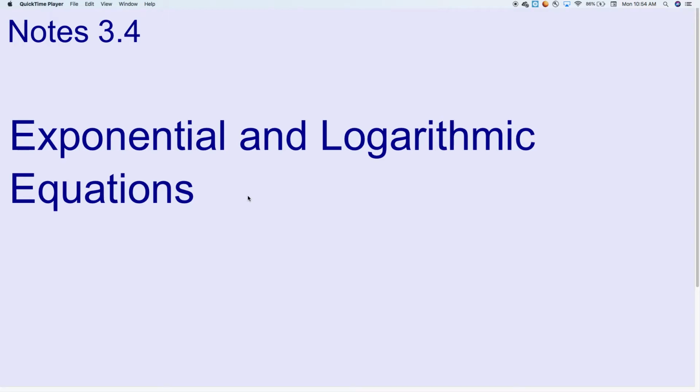Today we're doing solving exponential and logarithmic equations in section 3.4. Section 3.5 is somewhat related to that. It's like modeling with exponential and logarithmic equations. So it kind of builds off of this, or we use this to help us answer other questions.